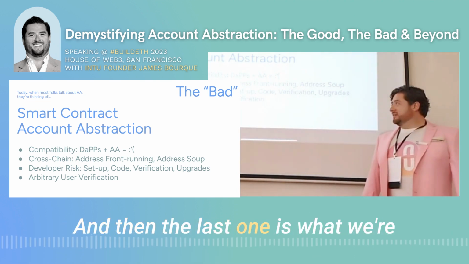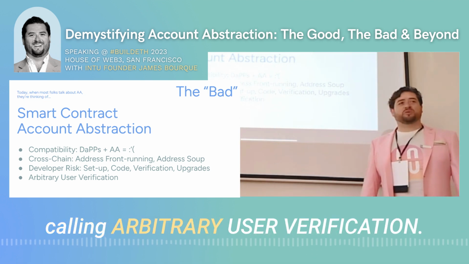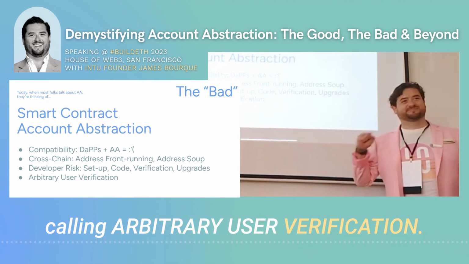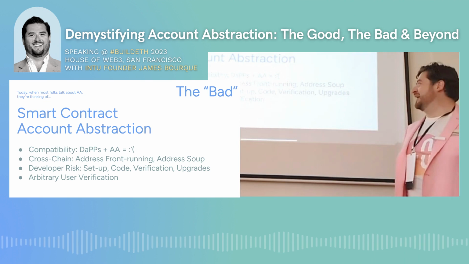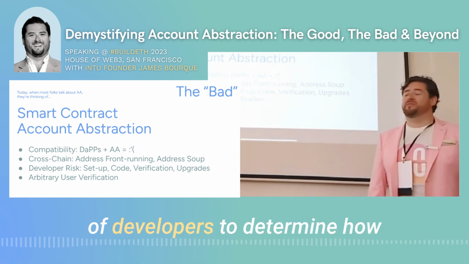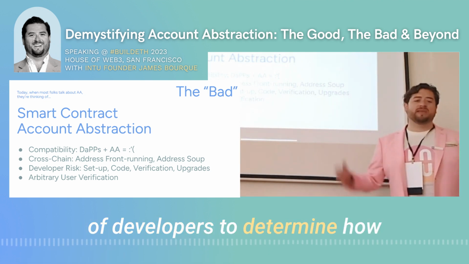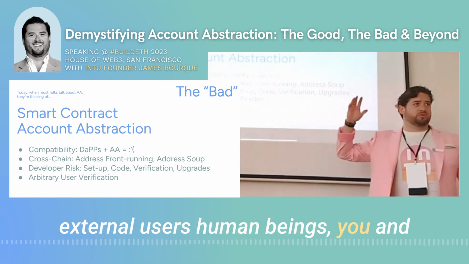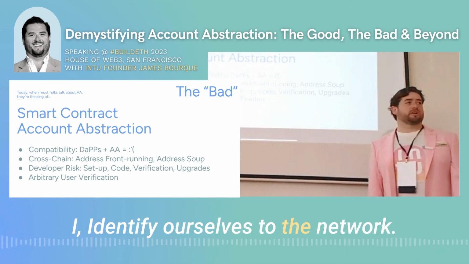And then the last one is what we're calling arbitrary user verification. Yay. We are now putting it in the hands of developers to determine how external users, human beings, you and I, identify ourselves to the network.